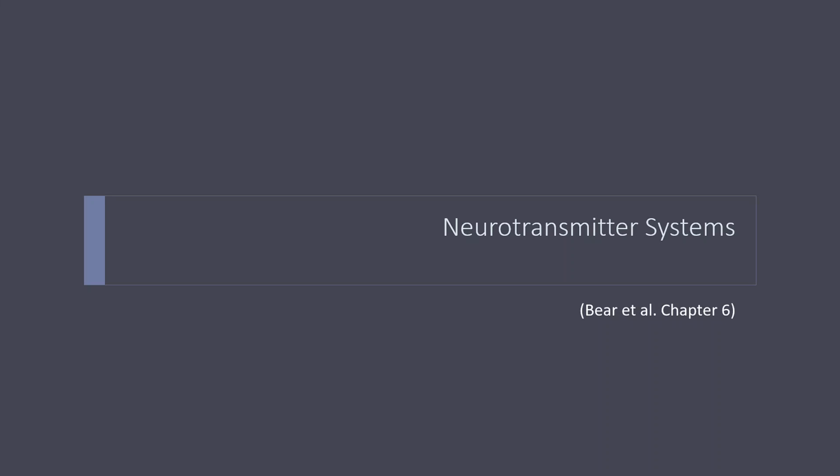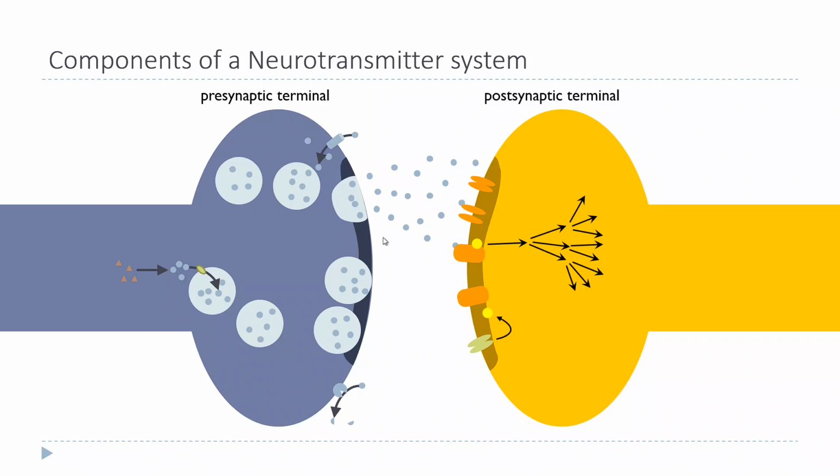So now that we have talked about synaptic transmission, we can talk about neurotransmitters and what are called neurotransmitter systems in a little more detail. So what do we mean by a neurotransmitter system, first of all? That means not only the neurotransmitter, but all of the components that go into making and storing and responding to a neurotransmitter that's released from a presynaptic terminal.